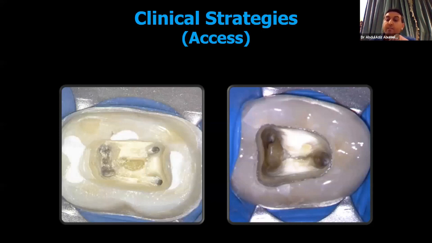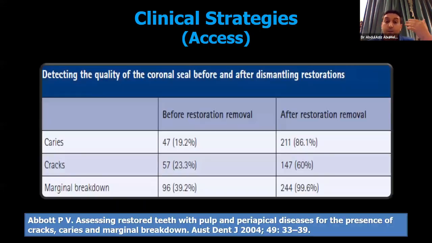But what's the evidence that you should remove the restorations before you go and dig in the canals? This is a very good study by Abbott from Australia, which had 245 cases of removing the restoration before and after. He made a detection before removing the restoration, and these restorations were fillings and crowns. He detected decay in 19% of the 245 cases. After he removed the restoration from these teeth, he found 86% underneath these fillings and crowns.